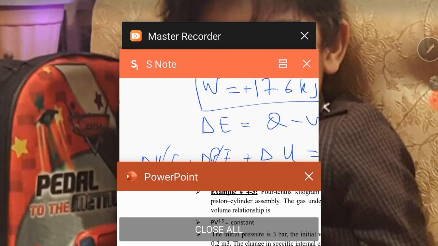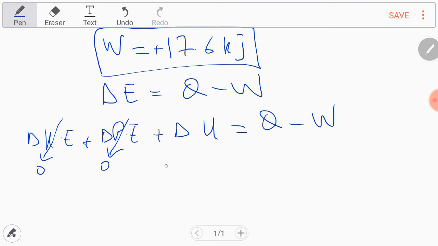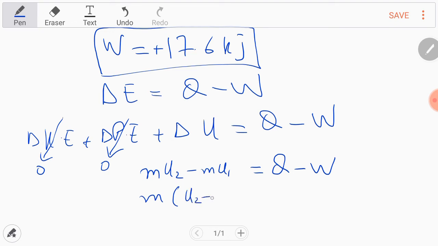Now we can write this here. Simple, this is M u2, small u2 basically, minus M small u1 is equal to Q minus W. Mass is constant, so we can take this like this: u2 minus u1 is equal to Q.